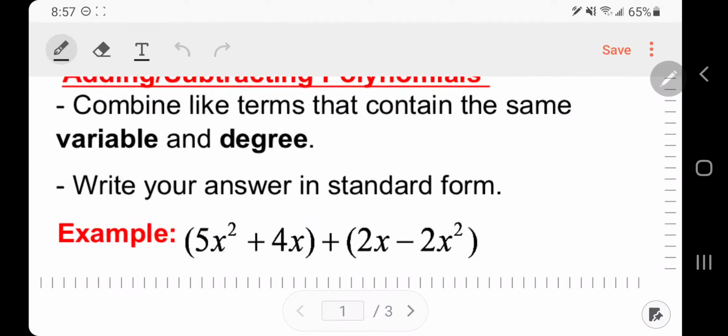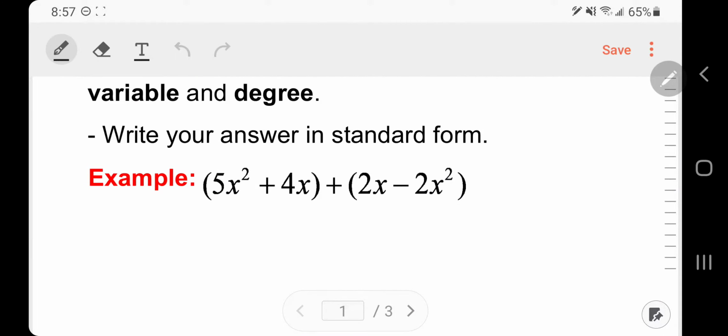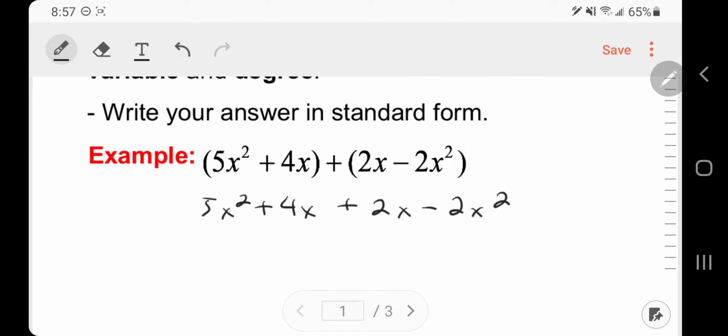Okay, so what we have here is an addition problem. We have 5x squared plus 4x plus 2x minus 2x squared. The parentheses here are more for grouping purposes. So here we can just rewrite this without the parentheses, because there is addition, so our second parenthesis is not going to change any of the signs. All right, and we're just going to add our like terms together.